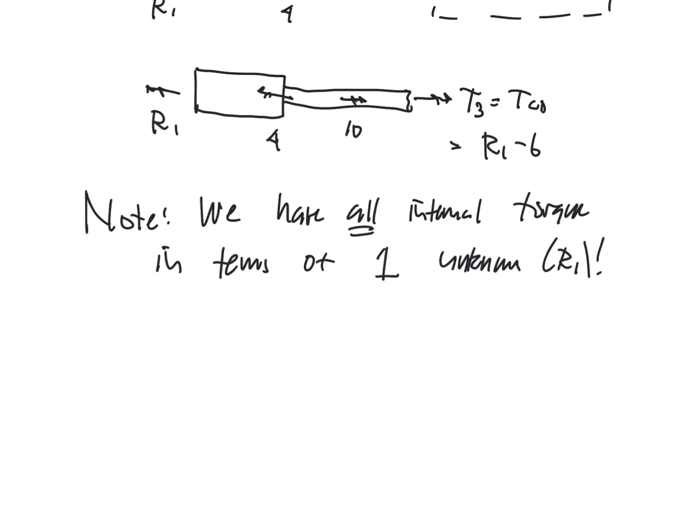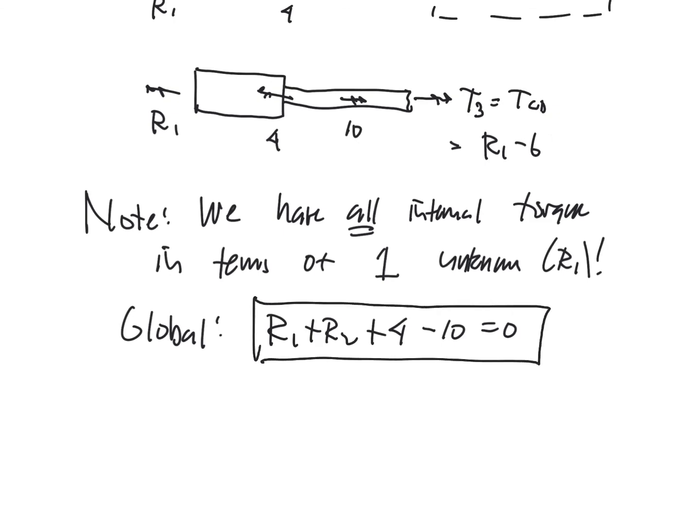Now, if we wanted to, we could go ahead and write out global equilibrium. How is that going to appear? The global equilibrium statement would be R1 plus R2 plus 4 minus 10 is equal to 0. We could simplify that, but that would allow us to find R2 in terms of R1 if we needed it. But we may not ever really use that. In fact, we could get away with the whole problem avoiding the use of R2. We could certainly get it, though. It's important to know what that value of the reaction is going to be.